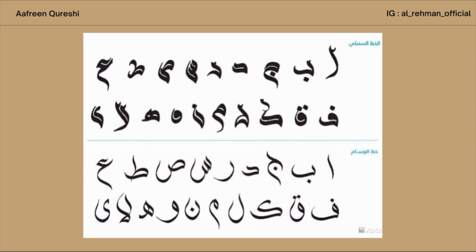So this is the major difference, and personally I really love Khat al Wissam because it is also readable. It's easily readable. If you see the composition of Khat al Sunbuli, you might get a little bit confused about it, but in Wissam it is quite readable.